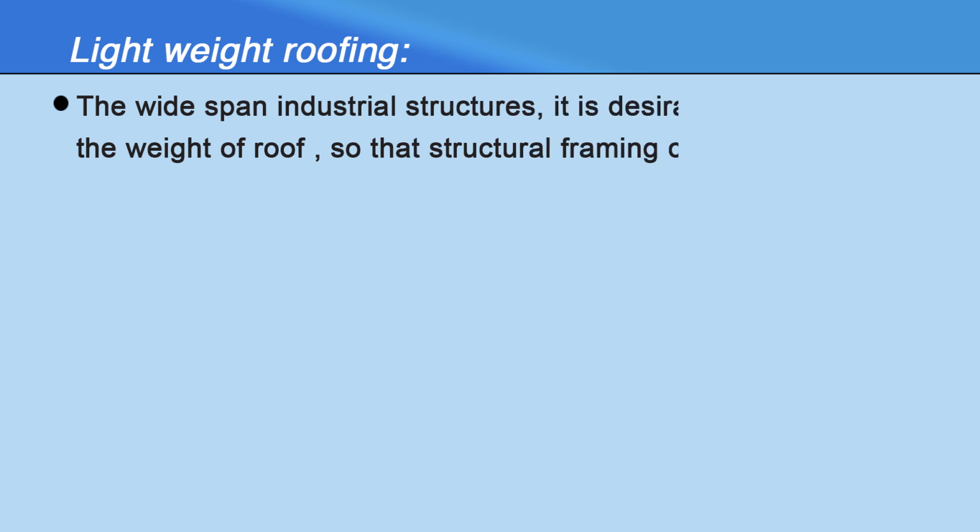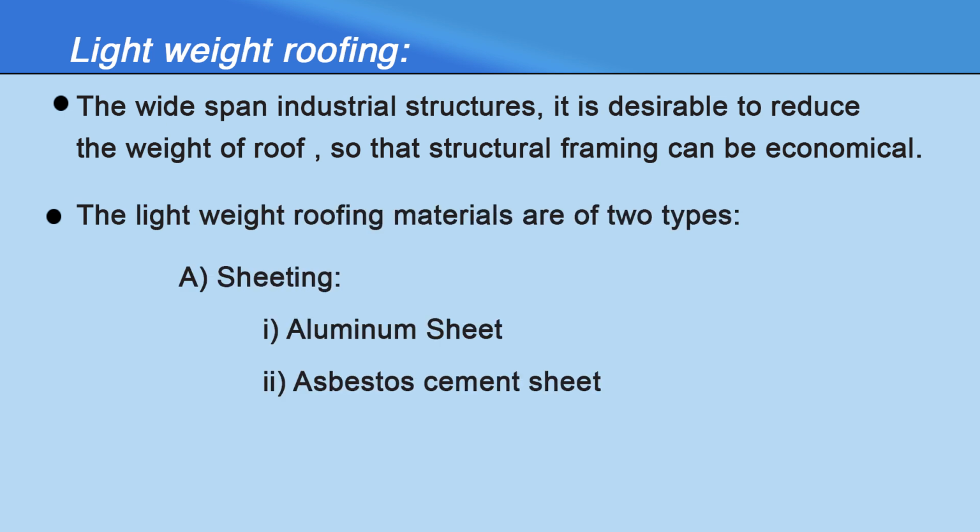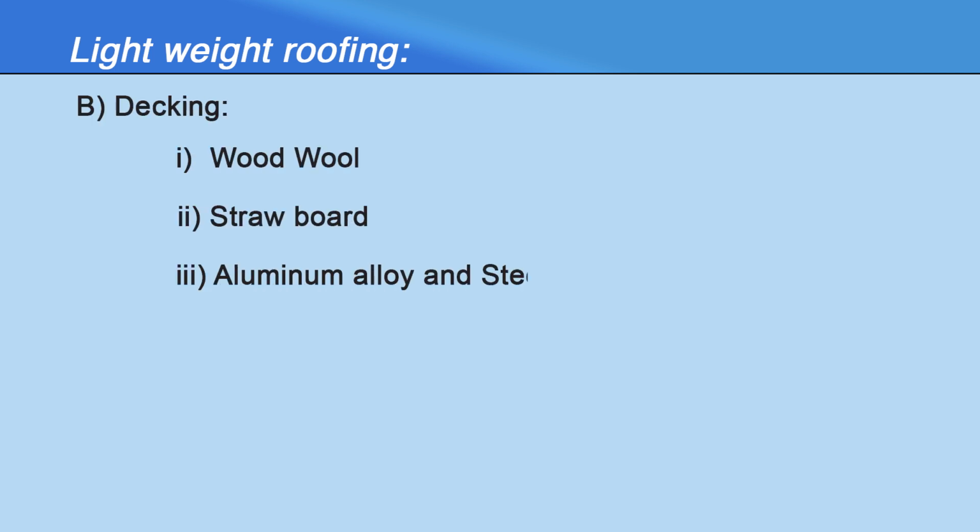Next, lightweight roofing material. In wide span industrial structures, it is desirable to reduce the weight of the roof, so the structural framing can be economical. The lightweight roofing materials are of two types: sheeting, such as aluminum sheeting and asbestos cement sheeting, and decking, such as wood wool, straw boards, aluminum alloy and steel decking. So, here the lightweight materials are given. We will see them one by one.